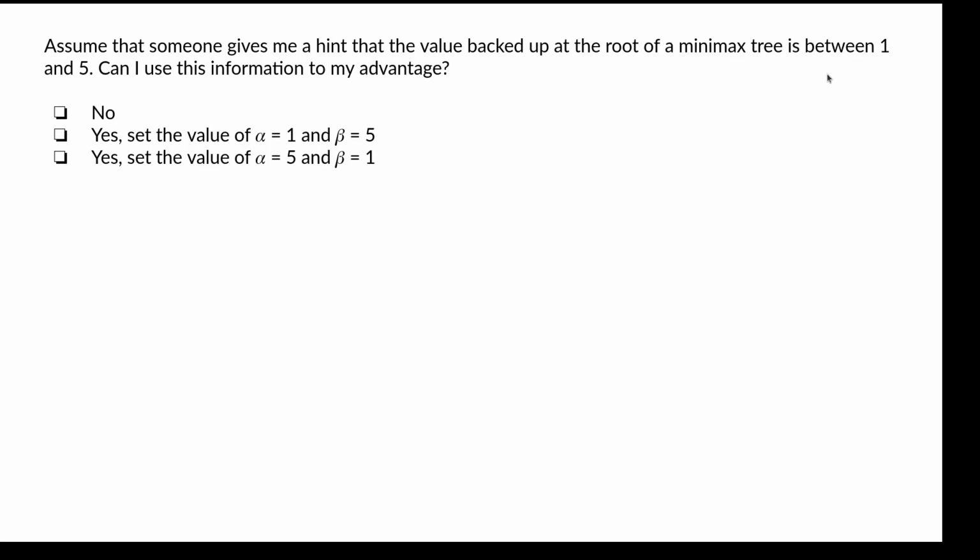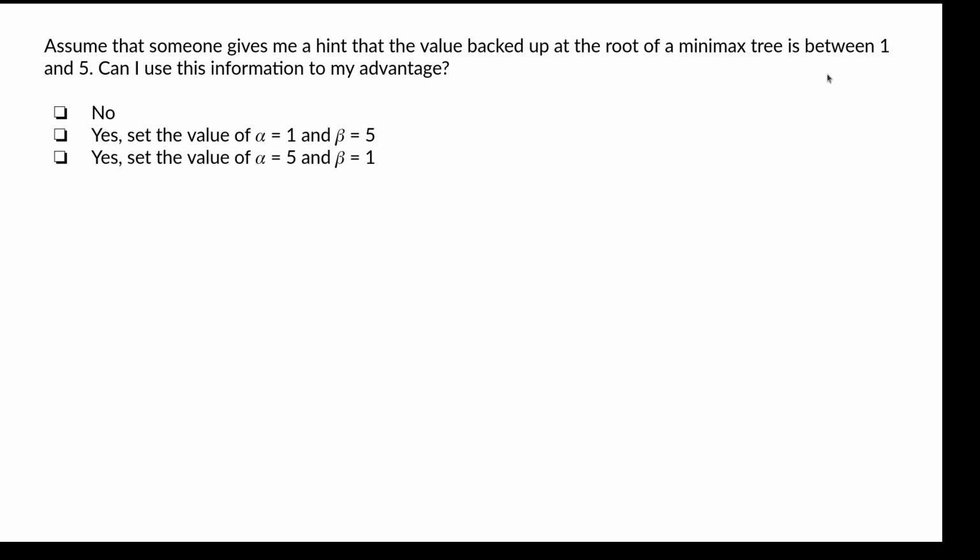If you see the algorithm, when we started to discuss it, it is quite simple DFS, because we are going stepwise there and then going to the other branch and doing exploration. So it is similar to DFS. Now assume that someone gives me a hint that the value backed up at the root of the minimax tree is between 1 to 5. Can I use the information to my advantage? Can it be used?